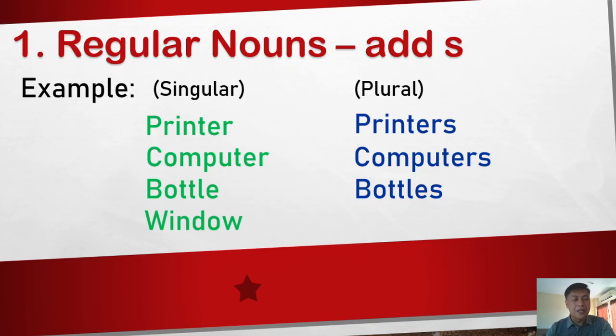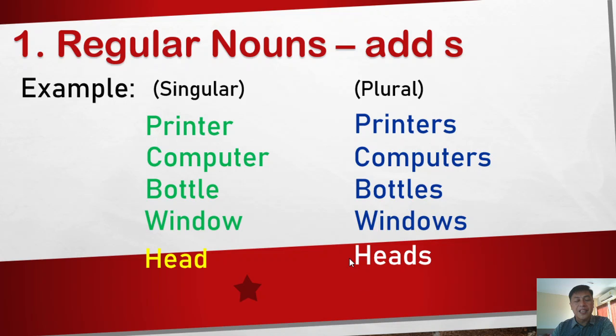Another example, window. Window is a regular noun. So the plural form becomes windows. You just simply add s. One window, two windows. Next example is head. Head is also a regular noun. So the plural form becomes heads. One head, two heads.